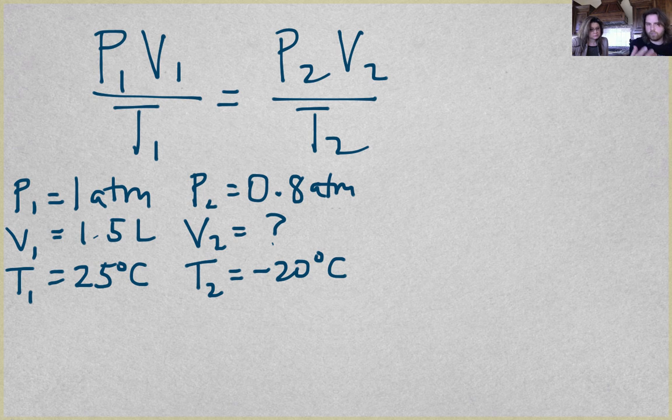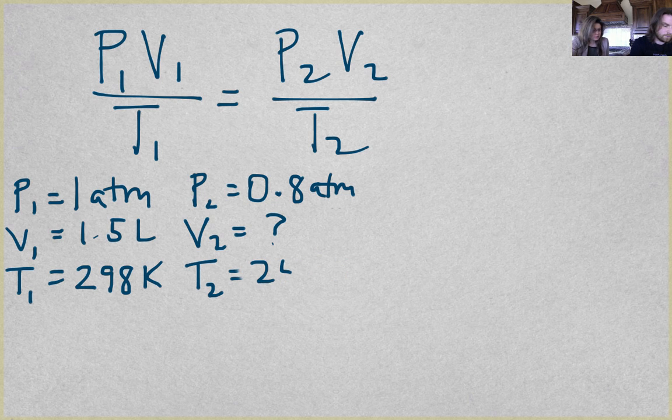We need to set all this up and put all of our numbers in here, but first we have to convert our temperatures to Kelvin. Always, always Kelvin. So 25 degrees Celsius plus 273 gives me 298 Kelvin. And negative 20 plus 273 gives me 253 Kelvin. Now we're ready to plug these numbers in.